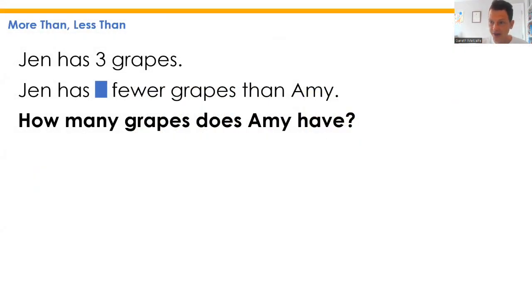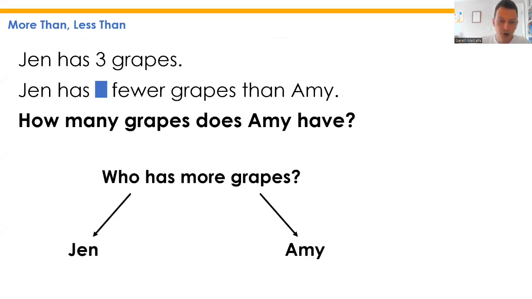So we start with a build-up presentation. There's 3 questions that we pick through in detail, and this is the third one of them. Jen has 3 grapes. Jen has fewer grapes than Amy. How many grapes does Amy have? Who has more grapes? Is it Jen? Is it Amy? How do we know?